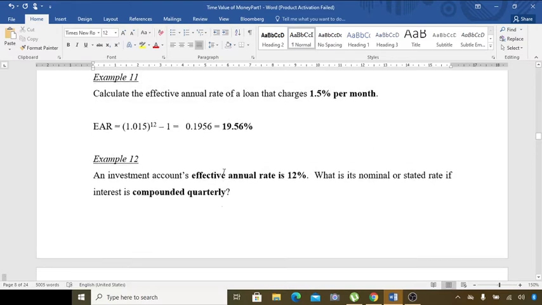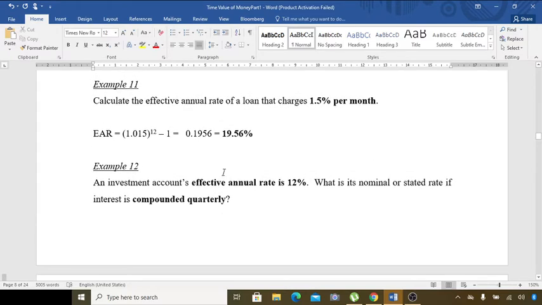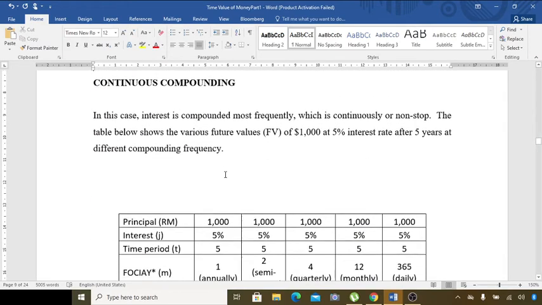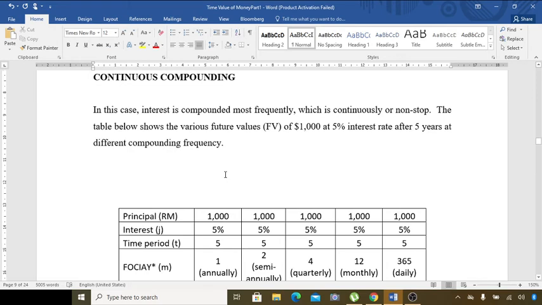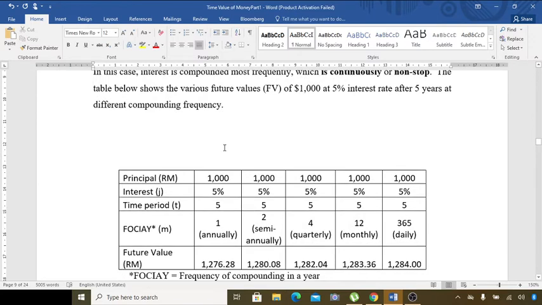To what extent? Can you compound it weekly? Yes. Can you compound it daily, for that matter? Yes. Let's look at this concept of continuous compounding, where continuous means it is more frequent than daily actually. It is continuous, or effectively non-stop. What does it mean? Let's look at this table to understand it better.